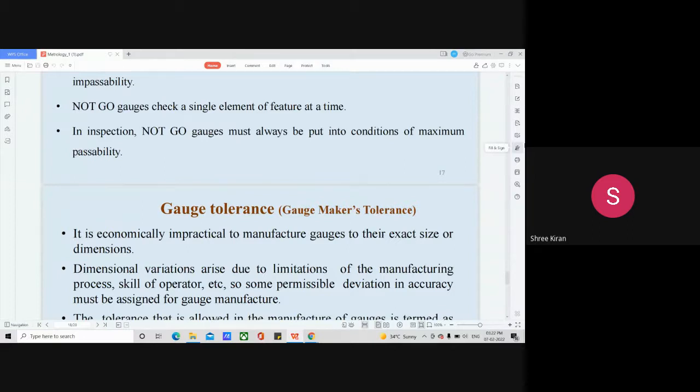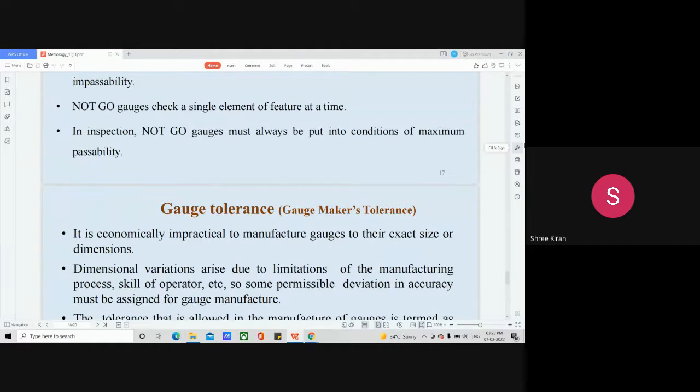And the third one is it is capable of maintaining dimensions, that is stability and form. Then it is always easily machinable, having a low coefficient of expansion to avoid temperature effects.